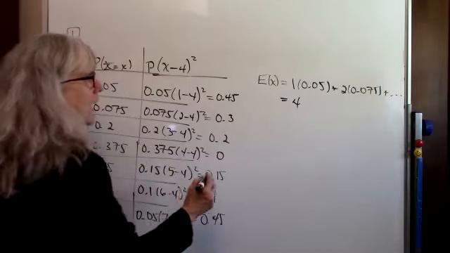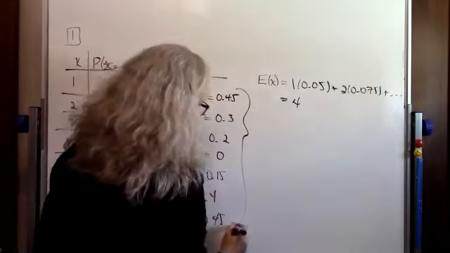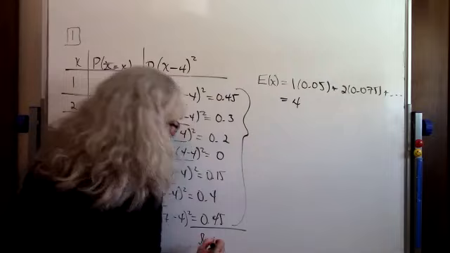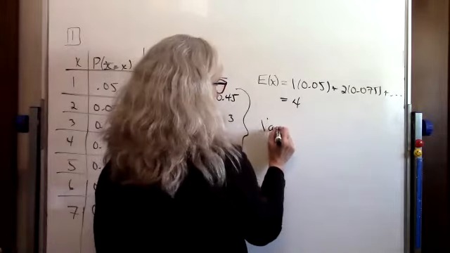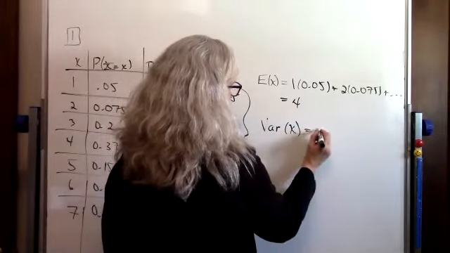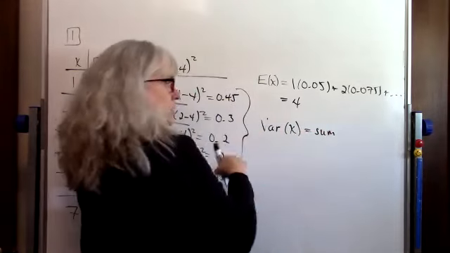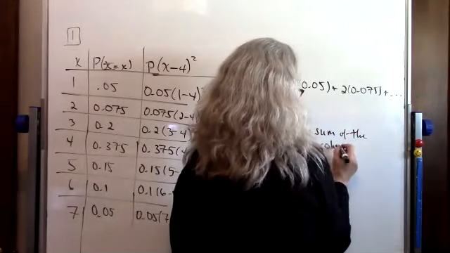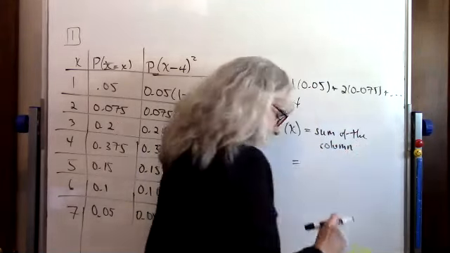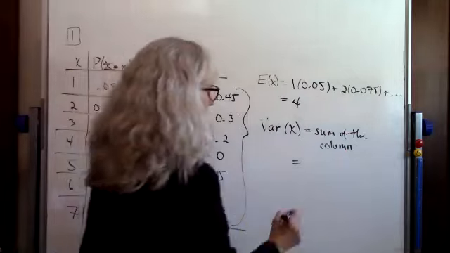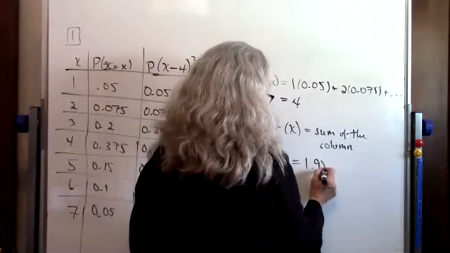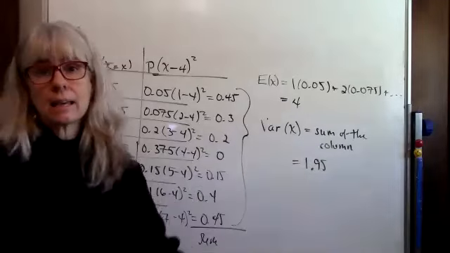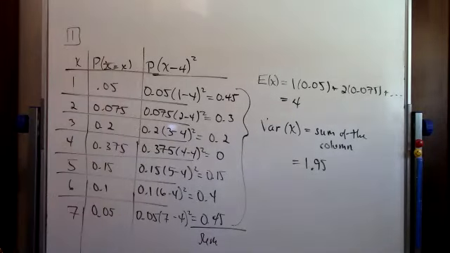Okay, so now we're going to add all of these together. The variance says to now find the sum. So we need to add those together. So the variance is equal to the sum of what we just found, the column. And if you sum that column, we get 1.95. So that is one way of talking about how spread out our data is, 1.95.